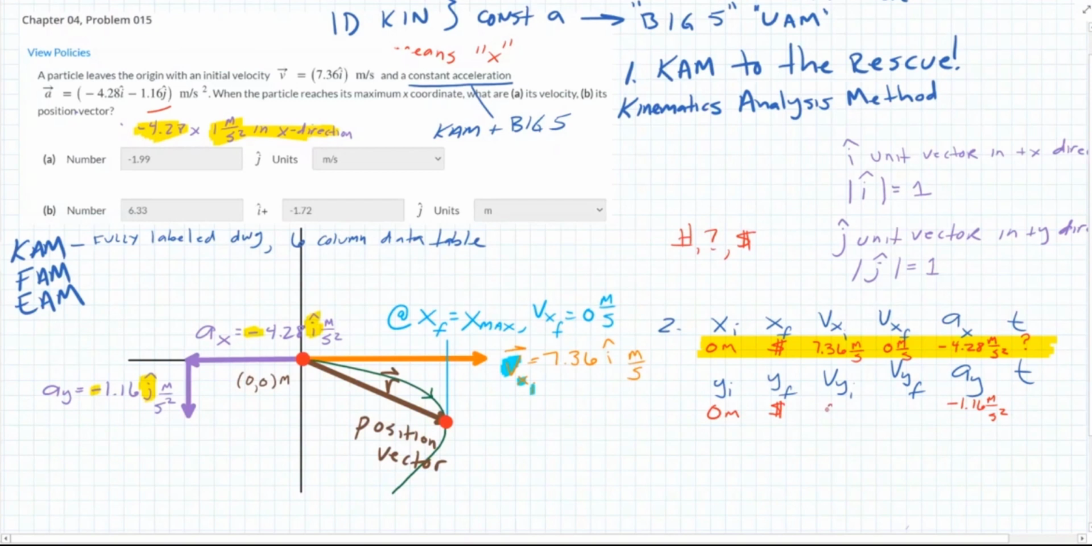Vy initial, 0 meters per second. How do I know it's 0 meters per second? This is your initial velocity, and it is given only in terms of i hat. And i hat, once again, corresponds to the x direction. Okay, so 0. Vy final, I don't know, and I might not. Oh, I do care, I think. When the particle reaches its maximum x coordinate, yeah, this is a dollar sign. All right, there you go.